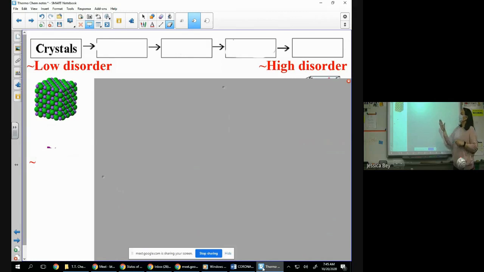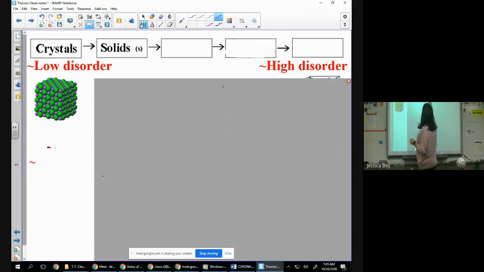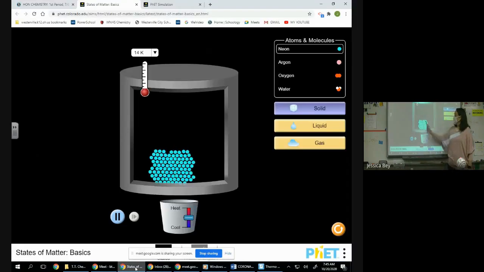Then if we get a little more disordered, the next one is called a solid. You will know that it is a solid when you're looking at a chemical reaction because you'll see, and I want you to write it down, this little (s) in parentheses. That tells you that whatever that chemical is, it is in a solid state.